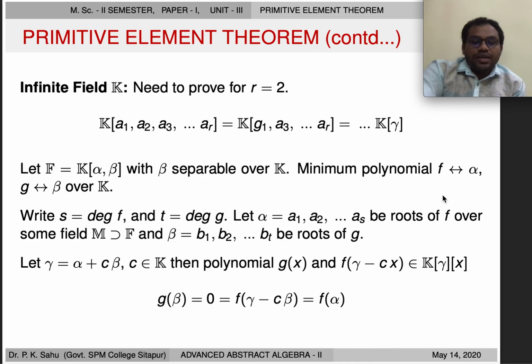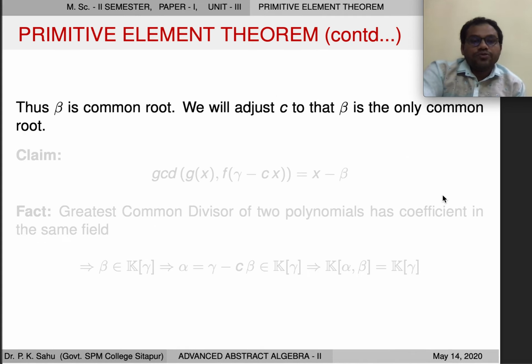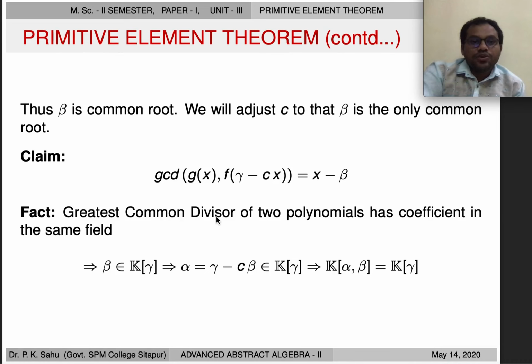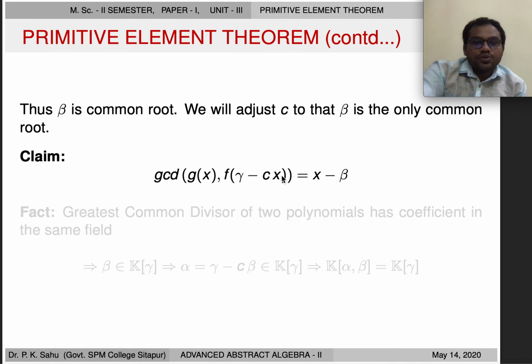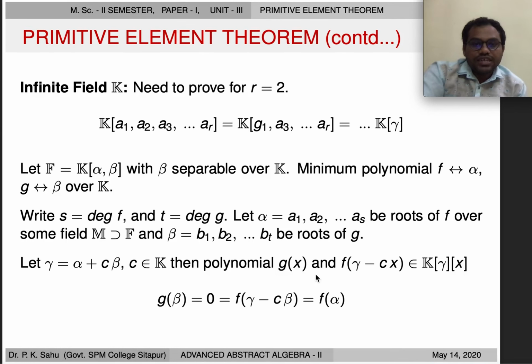Now if our claim holds, we use the following fact. The fact is that the greatest common divisor of two polynomials has coefficients in the same field. Now g(x) and f(gamma minus cx) have coefficients in gamma adjoined to k. Then the GCD, x minus beta, will also be a polynomial over gamma adjoined to k. So x minus beta will also have coefficients in gamma adjoined to k.